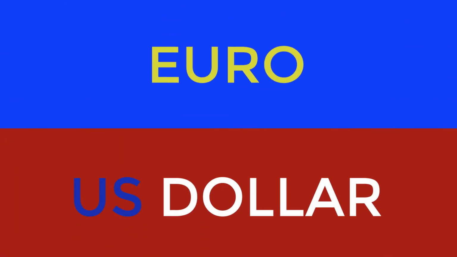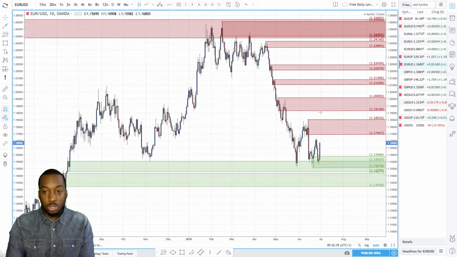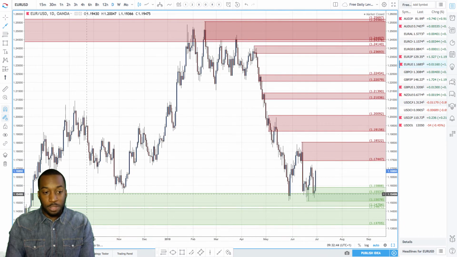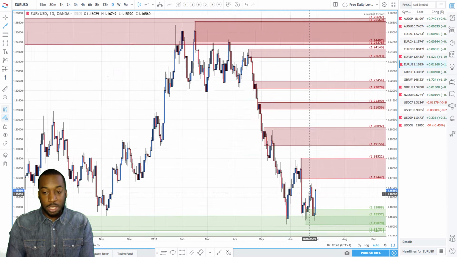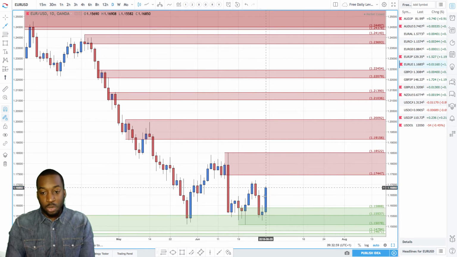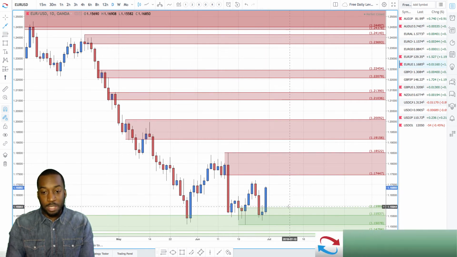So moving on to the euro dollar. We did react off of this demand zone right here, once, twice. Again, we did get a nice outside candle, an engulfing candle right here to the upside. Again, a bit of a pullback in case you missed it. So this was your second opportunity to get long. Now we have this bullish candle right here.